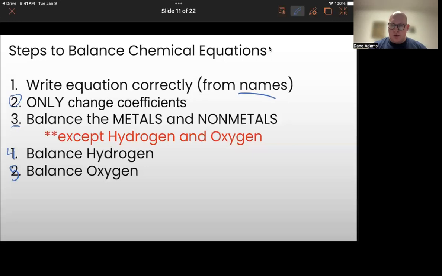Step 3, this is where the order starts to become a little bit helpful. I like to start with metals. I don't know why, it just kind of works out. Anything metal, I'll balance that first. Then I'll start looking at any other non-metals except hydrogen and oxygen, like carbon or nitrogen or sulfur or phosphorus or chlorine or any of those. Then the second to last step, I'll look at hydrogen. And then finally, I'll look at oxygen.